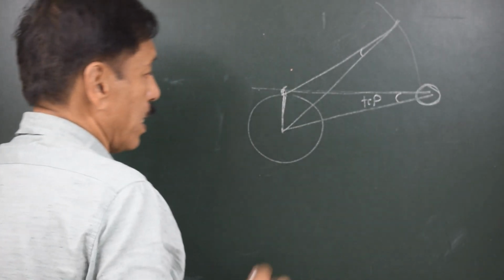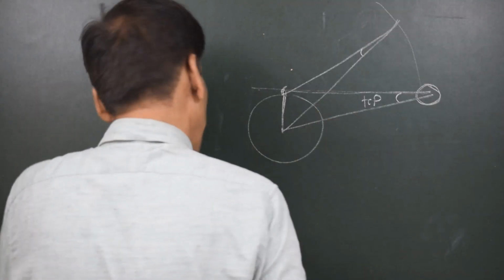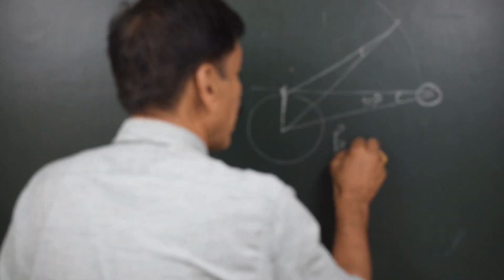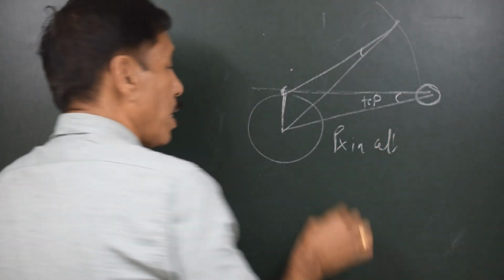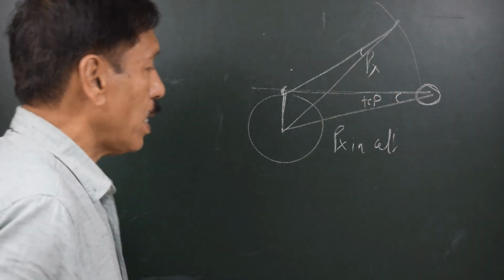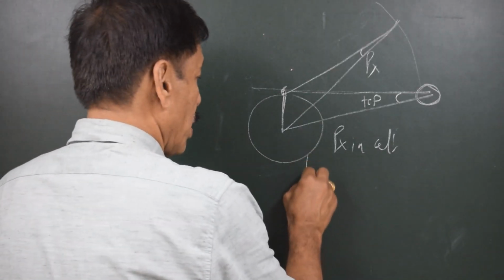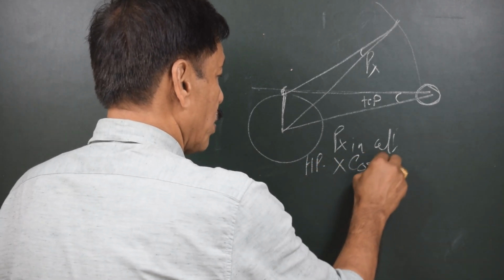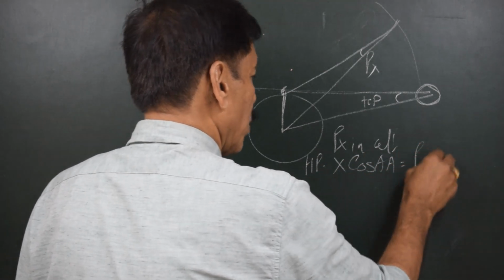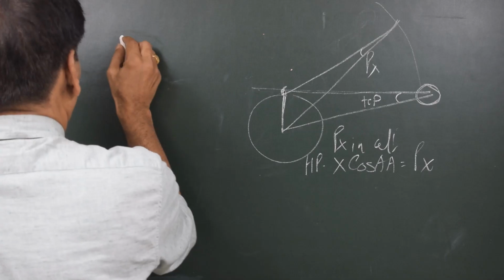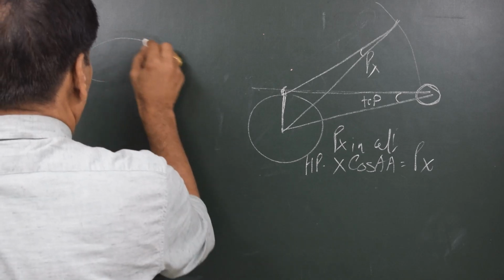So one of the corrections that we apply in case of the moon is parallax in altitude. This parallax in altitude is applied to the horizontal parallax, because horizontal parallax into cos of apparent altitude is equal to parallax in altitude, which is always positive. Now in the almanac, for every hour we are given this horizontal parallax.